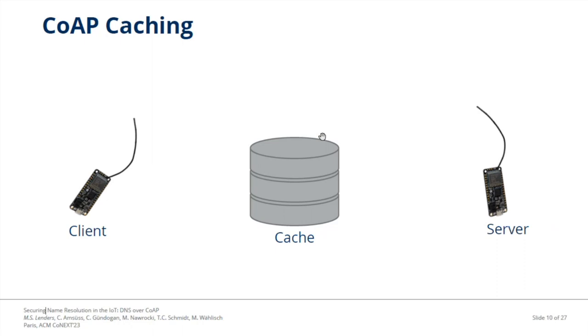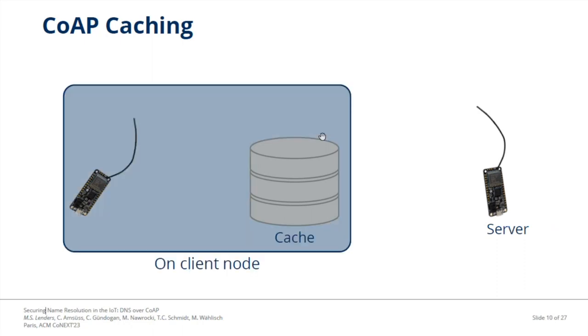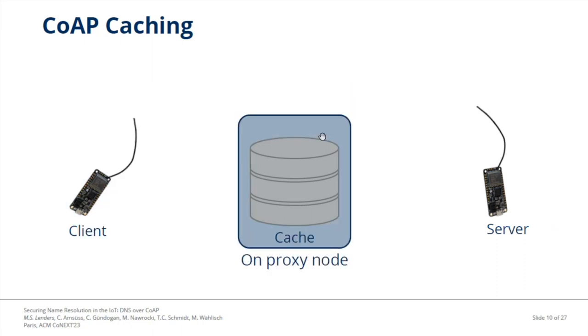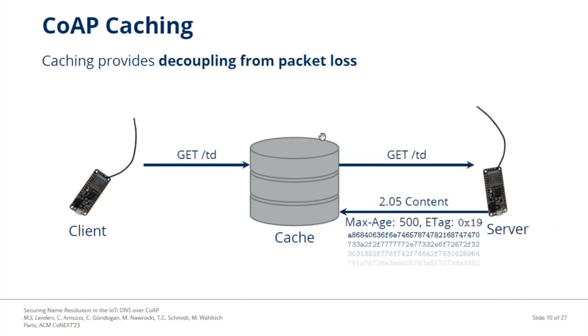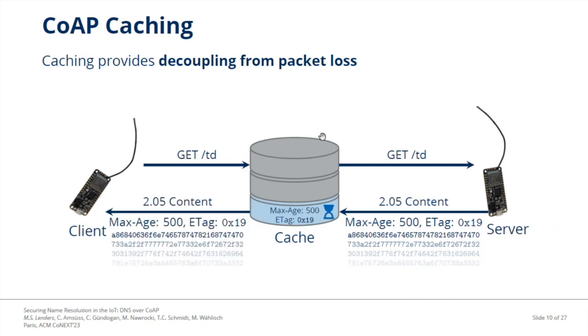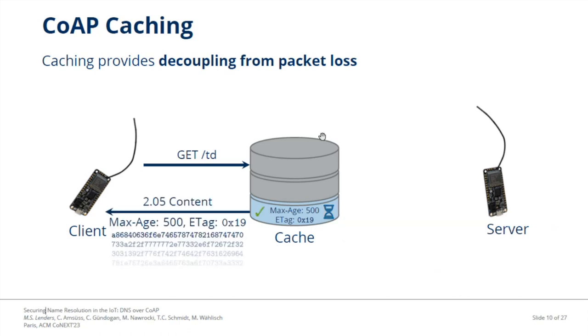It also comes with caching, both on the client node and also on proxy nodes. And basically, it works similarly to how you would expect it from HTTP. When you get a larger resource, you can define a max age and an entity tag, and then store this in your cache. And then you can fetch that information from the cache again, even when you later send another GET request to that resource.